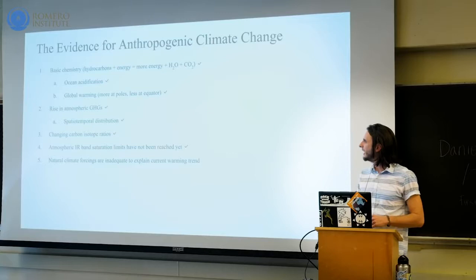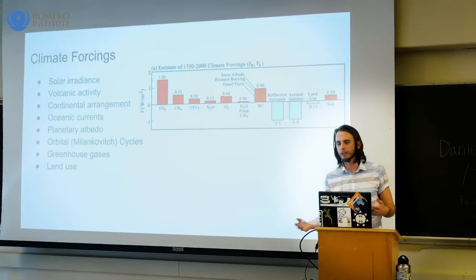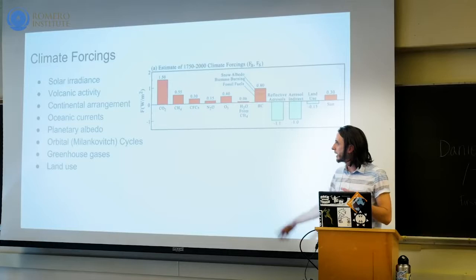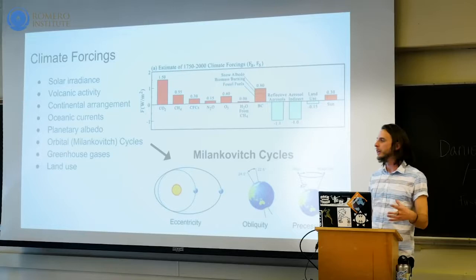Then finally, number 5, natural climate forcings just cannot explain the trends that we're seeing. And so what are climate forcings? Climate forcings are all the things that we've been talking about so far: continental arrangements, oceanic patterns, volcanic activity, planetary albedo, orbital cycles, Milankovitch cycles, good word, Milankovitch cycles. That's just talking about how the Earth moves around the sun and how its orbit changes. Its wobble, its precession, its eccentricity, things that are responsible for the seasons.